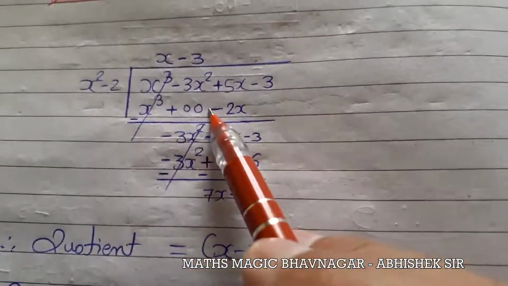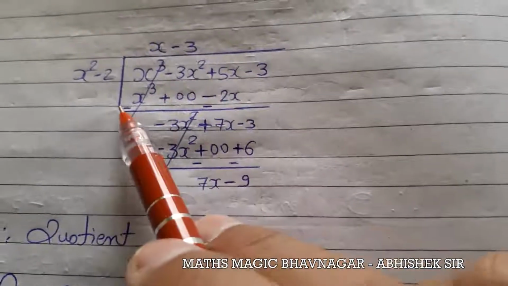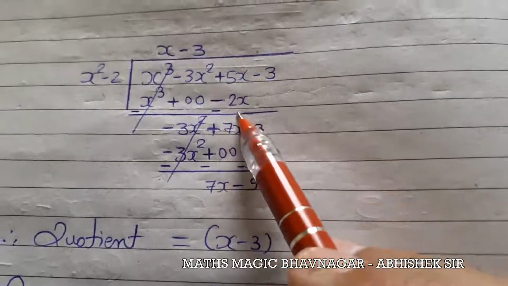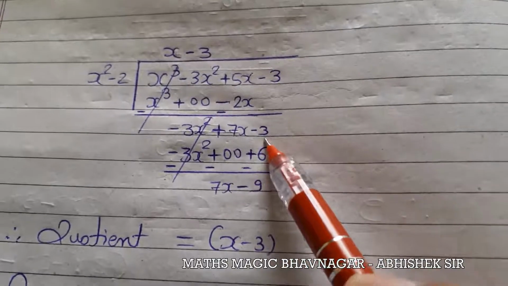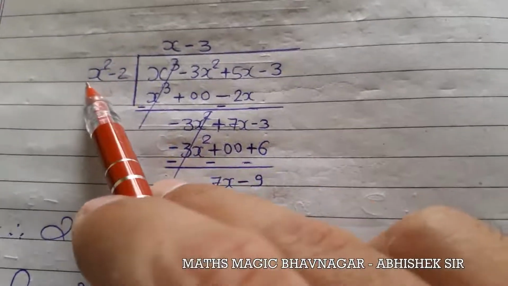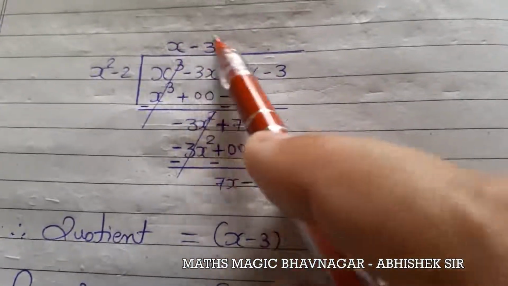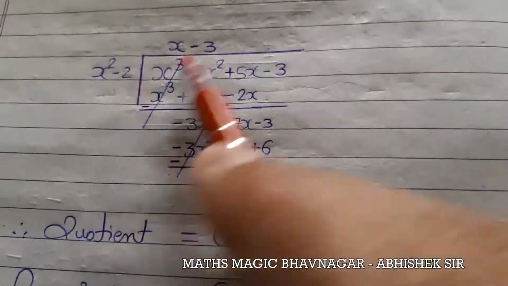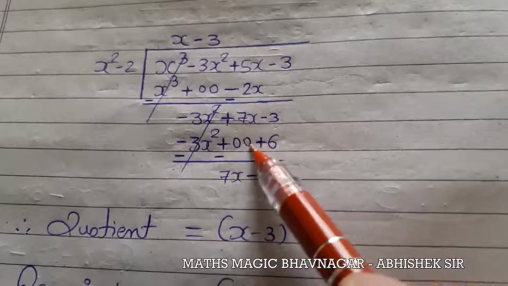So to remove x cube we will multiply the whole equation with minus. This is minus, this is plus, both are cancelled. Here minus minus plus, so 5x plus 2x is 7x, giving minus 3x square plus 7x minus 3. Now dividing the first term in the remainder by the first term in the divisor, minus 3x square divided by x square, we will get minus 3 as the answer. So putting minus 3 here, x square into minus 3 is minus 3x square, and minus 2 into minus 3 is plus 6. The x term is not there, so we put 0 here.